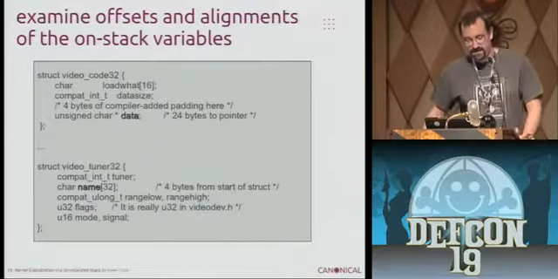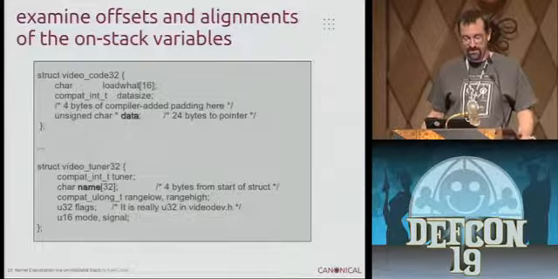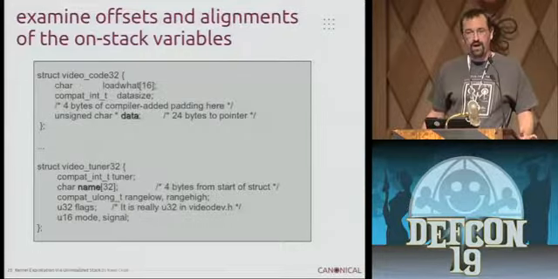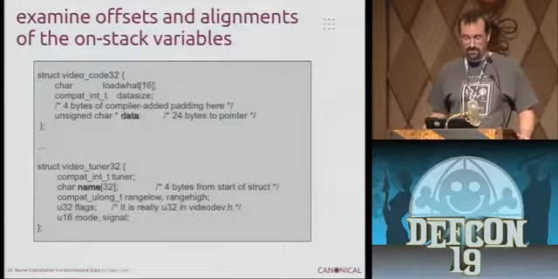So you had to take a look at the two different structures that are there. Our target here is the video code 32. We want data. We want to be able to control data. So we have to figure out where it is in relation to the other structure in the union. And it was relatively straightforward because in video tuner, there was this large name string.